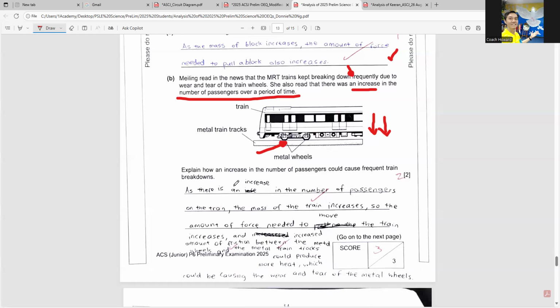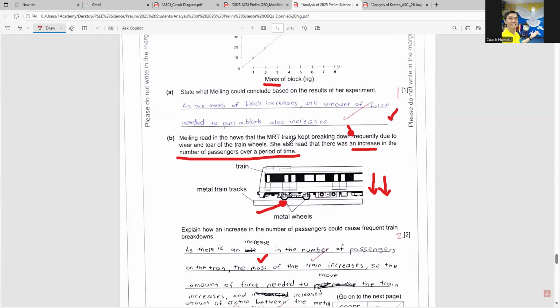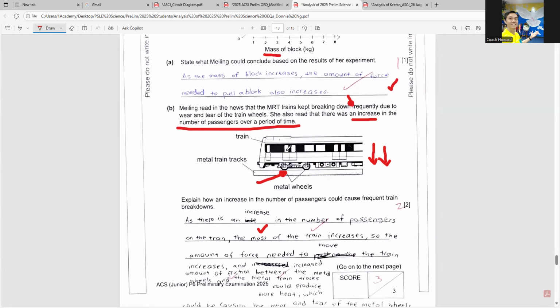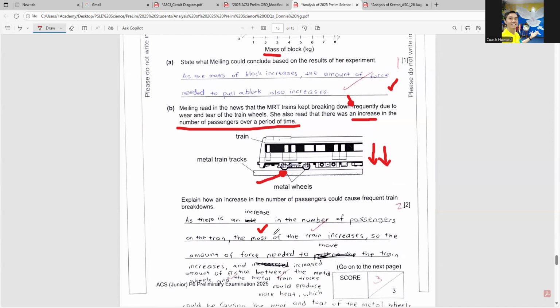First, he states the problem. As there is an increase in the number of passengers, you can see the mass of the train increases. So mass appears here. Can you see that he is applying the right concept? He identified the common denominator, which is mass. As the mass of the train increases, the amount of force needed to move the train increases.